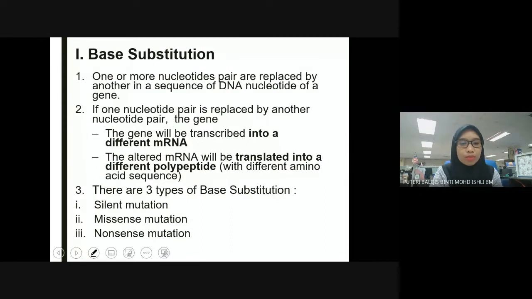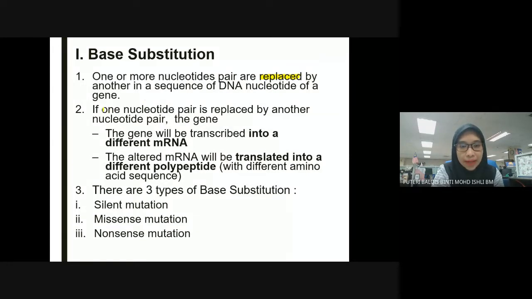Alright, so kita tengok dulu apa itu base substitution. Base substitution, one or more nucleotide pair are replaced. Keyword kat sini adalah replace. Okay, ayat depan dia dengan ayat belakang dia almost sama macam definition gene mutation yang lain. Keyword dia tukar dekat replace. One or more nucleotide pair are replaced by another in a sequence of DNA nucleotide of a gene.